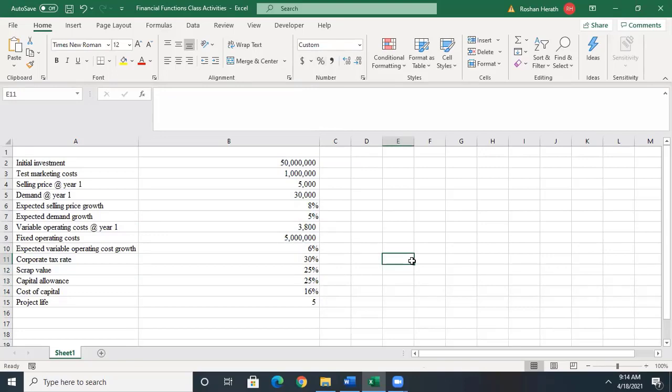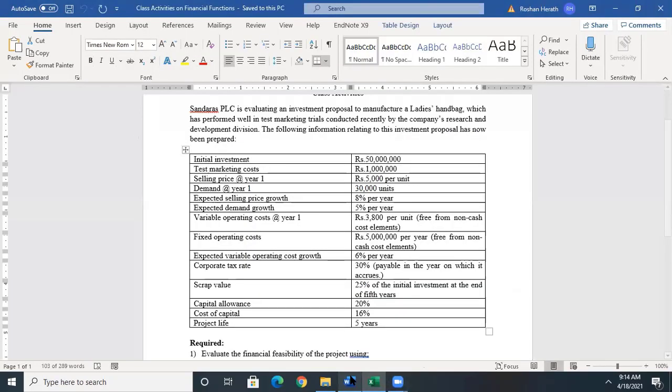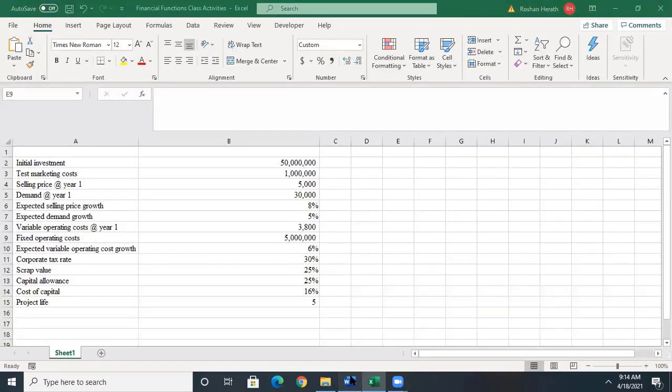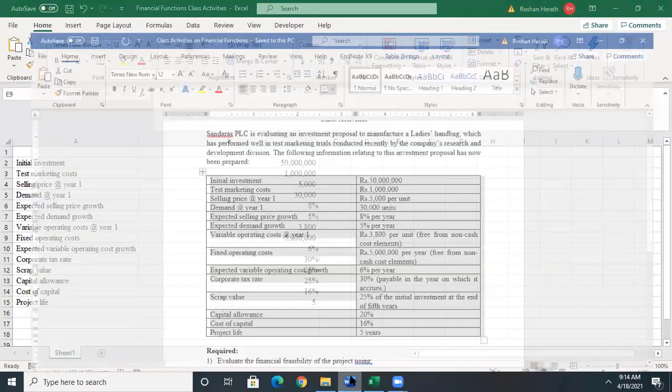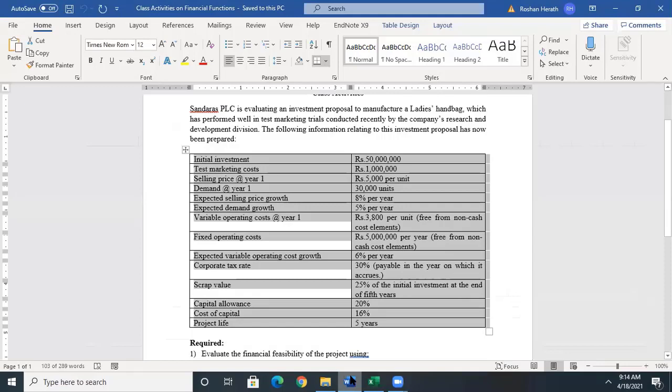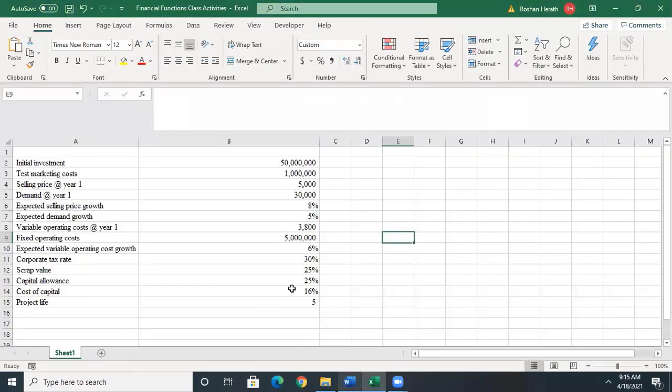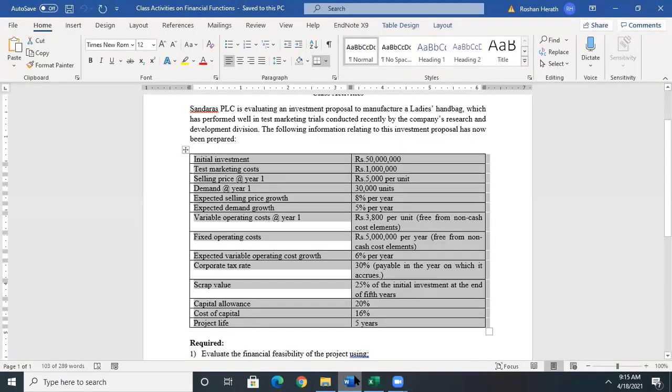Right, hope that we all are fine with the inputs. Just to check that once again, it's 50 million, 1 million, 5,000, 30,000, 8%, 5%, 3,800. It's 5 million, 6%, 30%, 25%, and it's 20%. No? It's 20%, 16%, and 5 years. Okay, right.